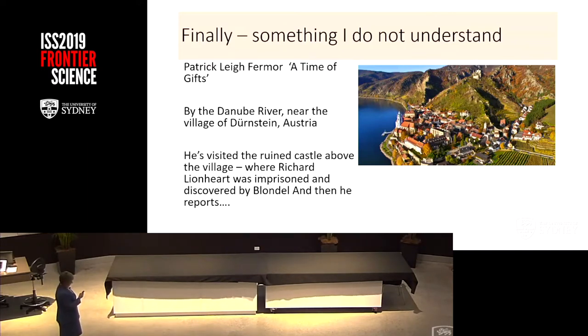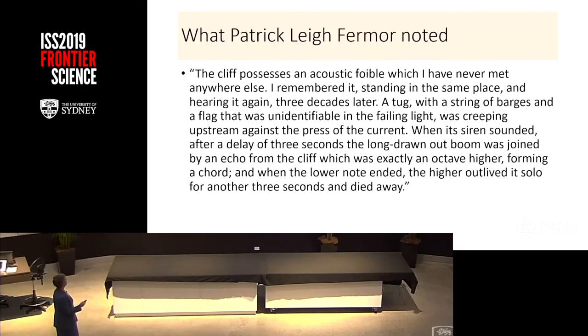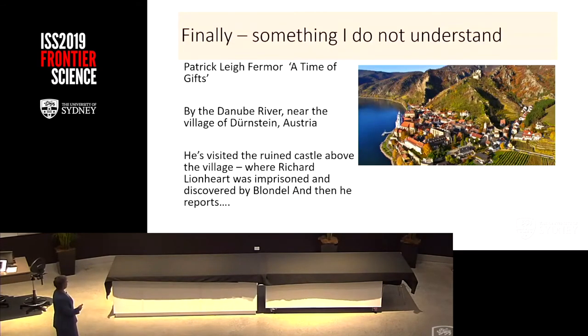And this comes from a book by Patrick Leigh Fermor called A Time of Gifts. He walks all the way from Britain to Budapest or somewhere like that. And this is incidents along his journey. So he's visited the castle, and he's then somewhere on the riverbank. He doesn't say where. Just go back one thing. I think he's talking about this cliff, but it's not completely clear.